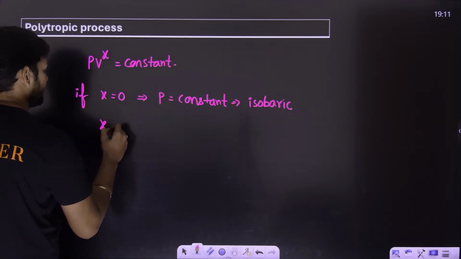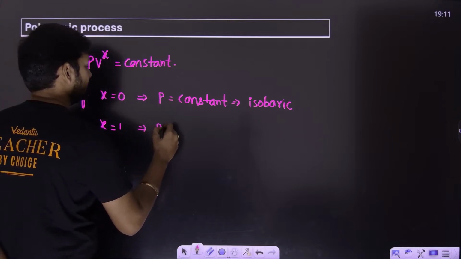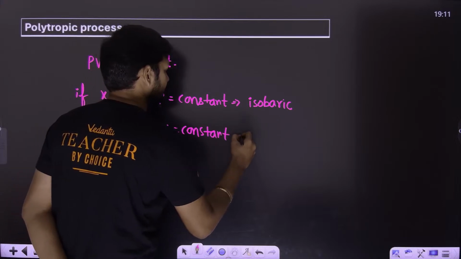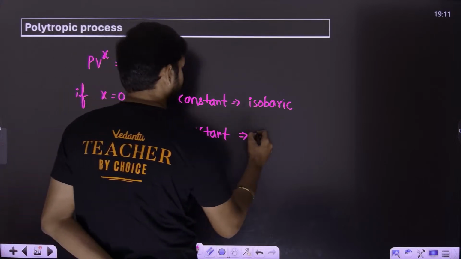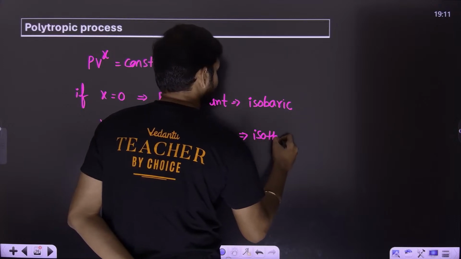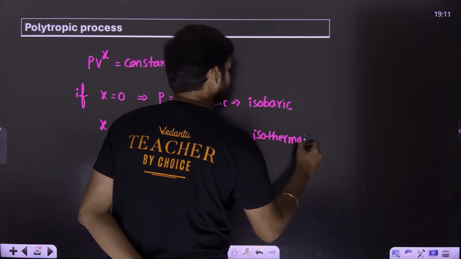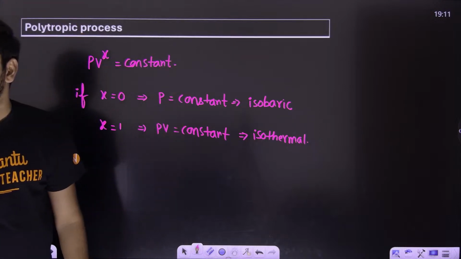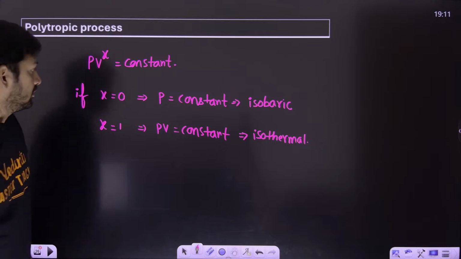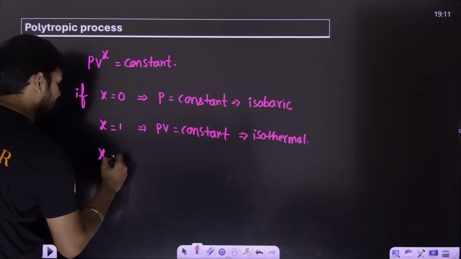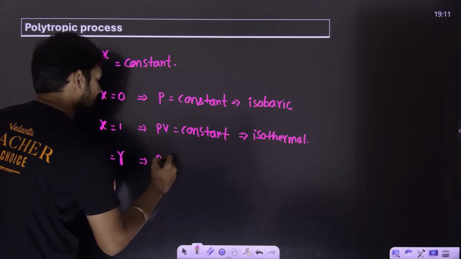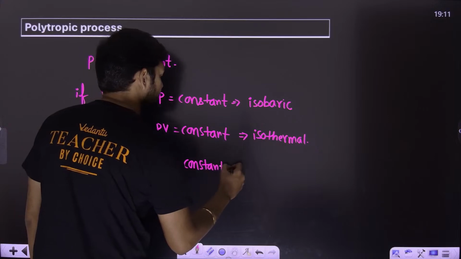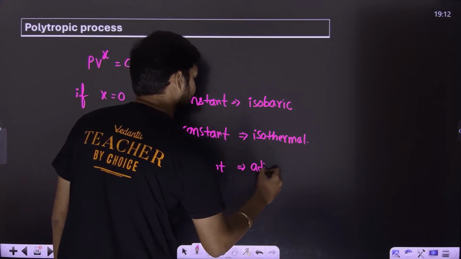Next, if X is going to be 1, then P into V is going to be constant. So can I call it isothermal? So basically, by choosing proper X values, we can put a lot of equations into it. Right? If I take X to be gamma, then PV power gamma is equal to constant, which is what? Adiabatic.